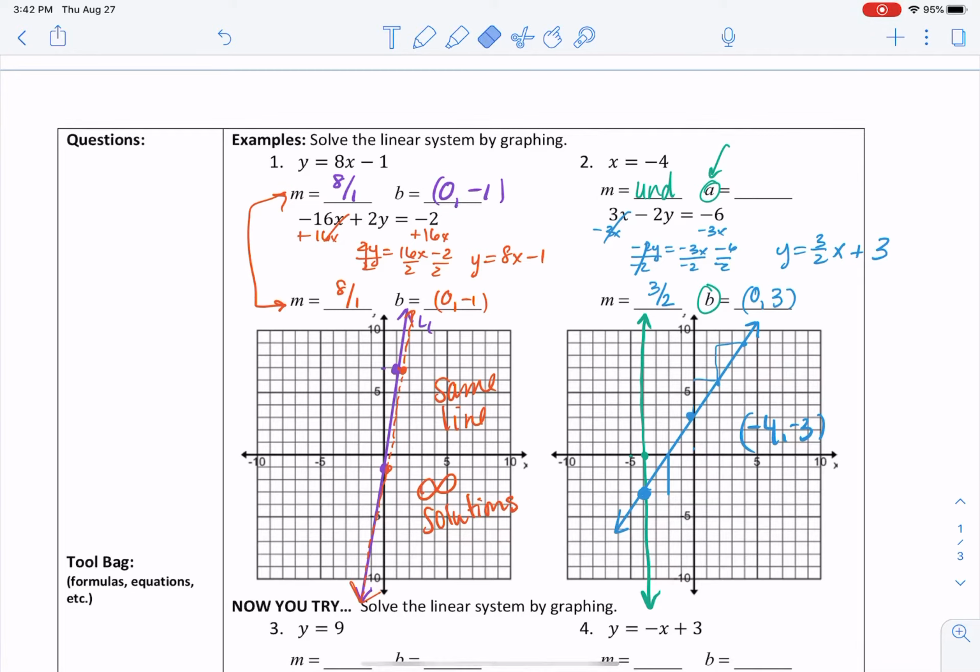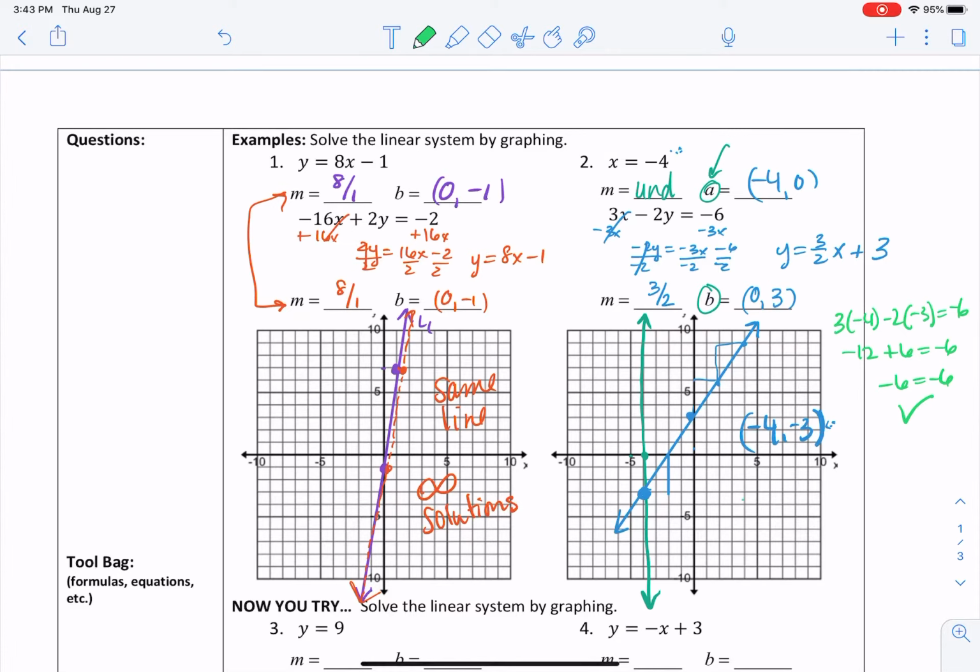And I wrote this one backwards. This should be -4, 0. So that when I plug this solution into my equations, when I plug this solution into this equation up here, is x -4? Yes, x is -4. Into this second equation, when I have 3 times -4 minus 2 times -3 equals -6. -12 plus 6 is -6. -6 is -6. Check. That's the solution.